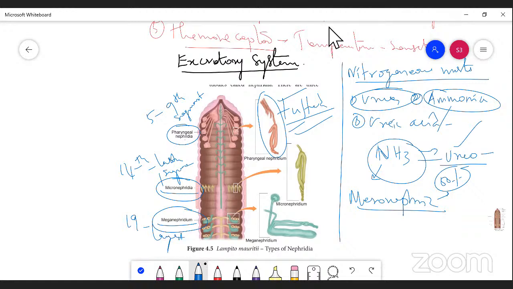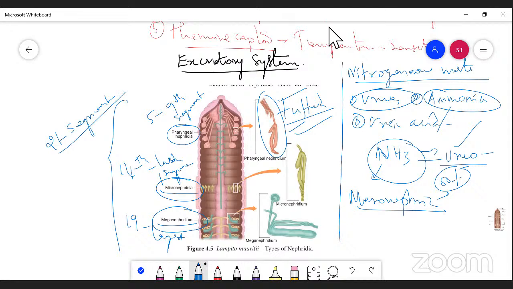I already told you how many segments are present in the earthworm. There are 21 segments present in a normal adult earthworm.